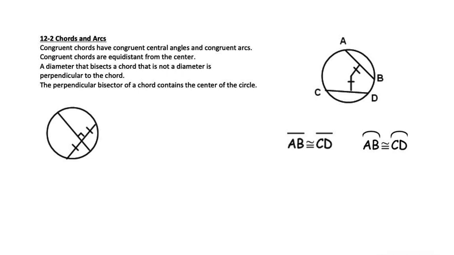A diameter that bisects a chord that's not a diameter is perpendicular to the chord, and the perpendicular bisector of a chord contains the center of the circle.